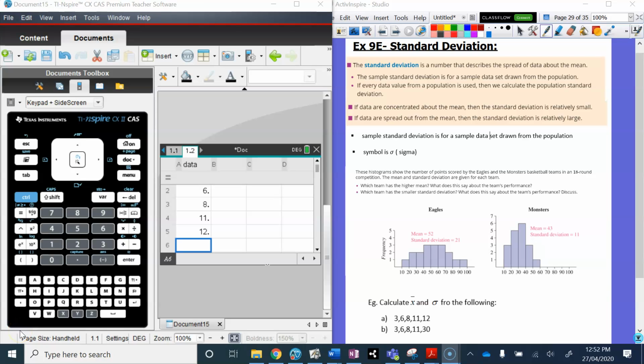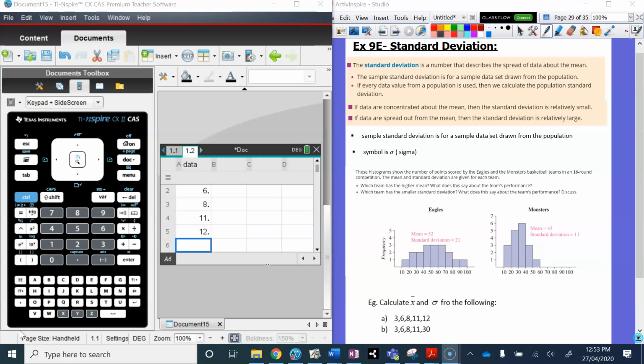Standard deviation is another calculation that allows us to look at the spread of a set of data. The two methods we've looked at previously include the interquartile range and the range. Both of those measure the spread of data around the median. This new measure, the standard deviation, is another way to measure the spread, but this time we're measuring how spread out the data is around the mean.